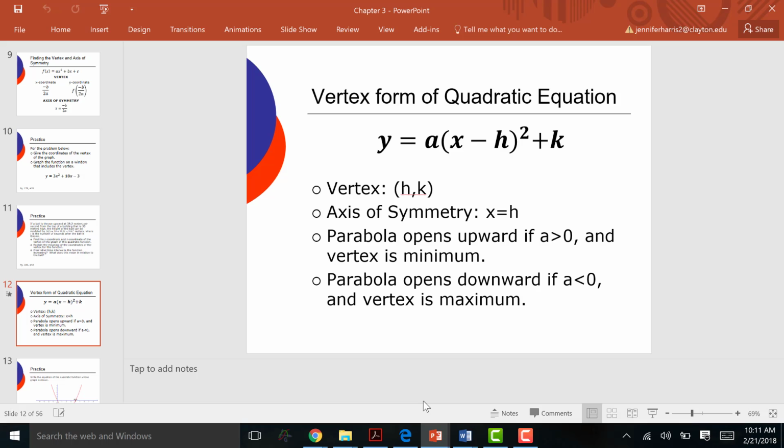What you're getting ready to see is what we call vertex form. Why do we call it vertex form? Because the vertex is right in the equation. You don't even have to figure it out. It's literally in the equation, and it's always h, comma, k. That's always your vertex. Those numbers are always going to be the vertex.